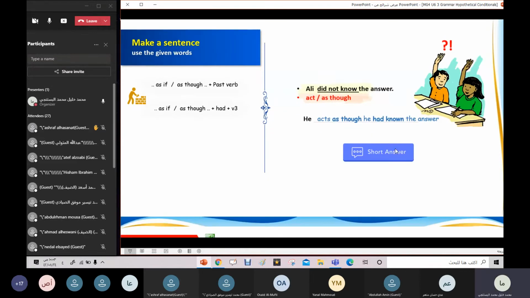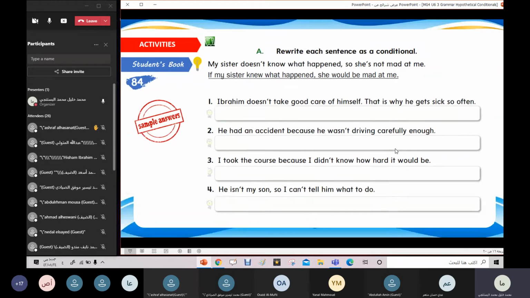Okay, now look at your books on page 84. Exercise A. Rewrite each sentence as a conditional sentence. Look at the example. My sister doesn't know what happened, so she's not mad at me. Here we are going to, let us say, use the opposite imagined sentence. If my sister knew what happened, she would be mad at me.